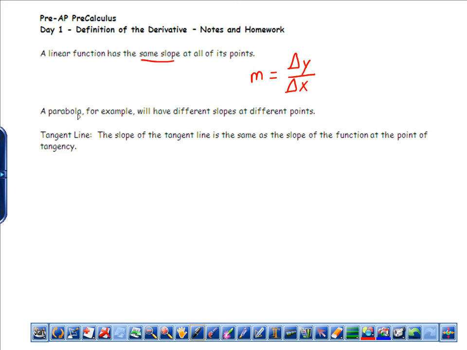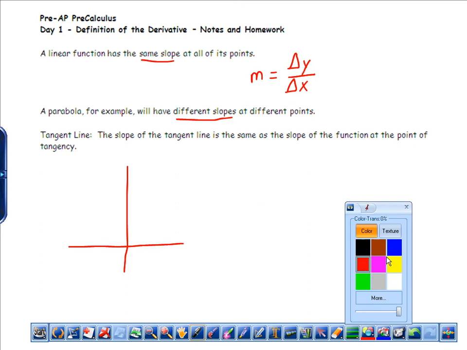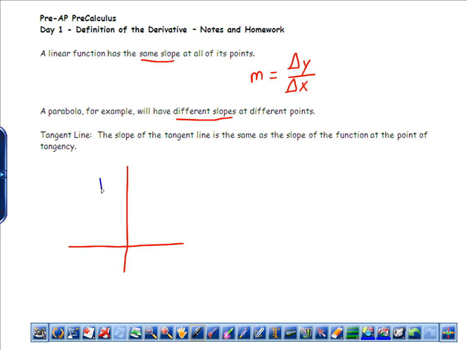Okay, a parabola, though, will have different slopes. Right? And any other type of function is going to have different slopes at different points. And so we have this idea of a tangent line. Okay, so let me go ahead and draw just a basic parabola. All right, the parent function, so to speak.